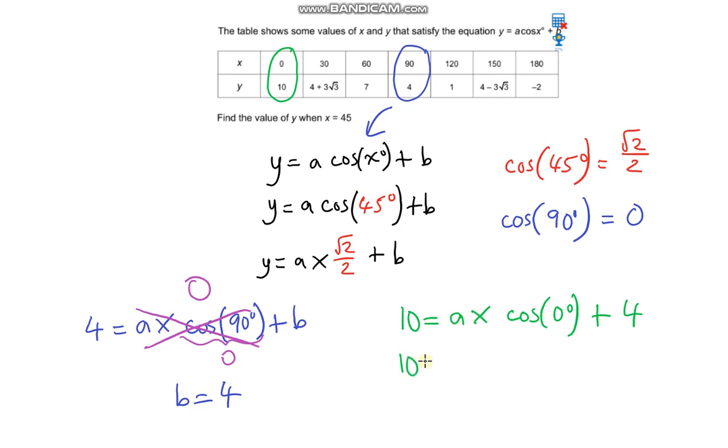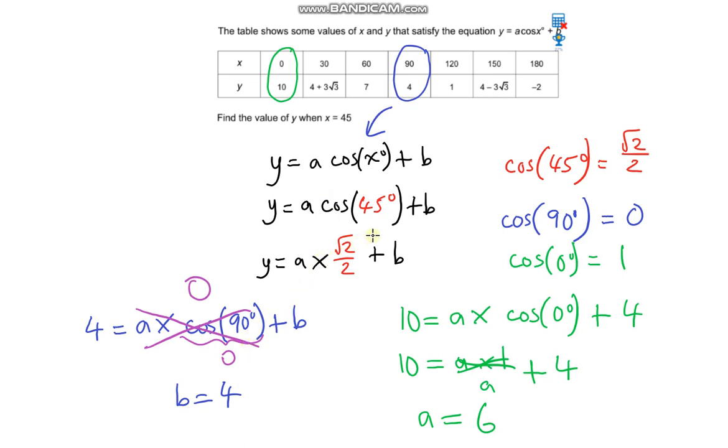So this is 10 equals a times, what is the cosine of 0? Well, again, if you can remember back, the cosine of 0 is 1. So this is just a times 1, or I could just say a. A times 1 is just a, plus 4. Now we just need to solve this equation. If 10 equals a plus 4, subtract 4 from both sides, we are left with a equals 6. So we've worked out our values for a and for b.